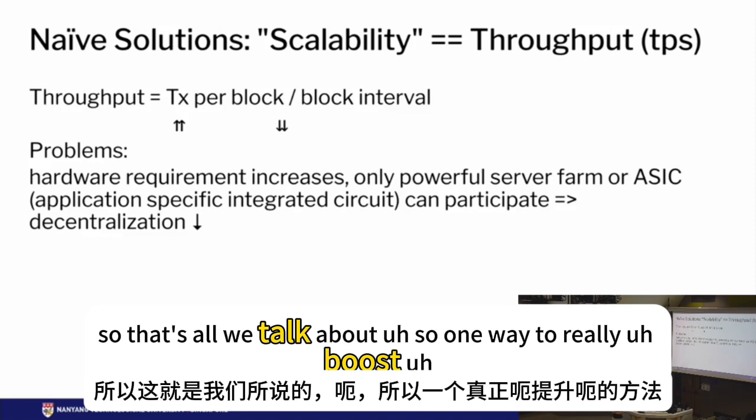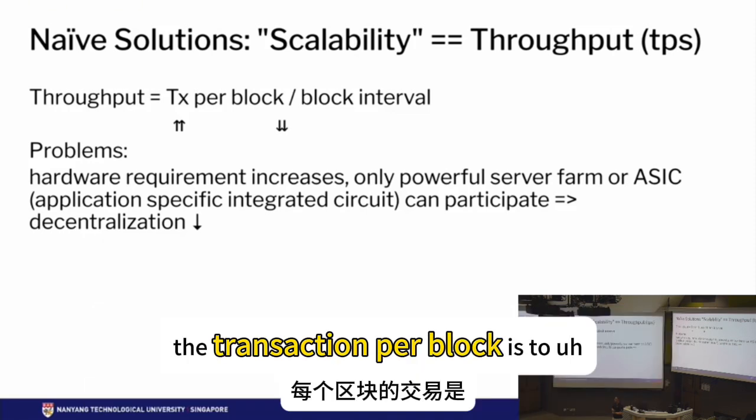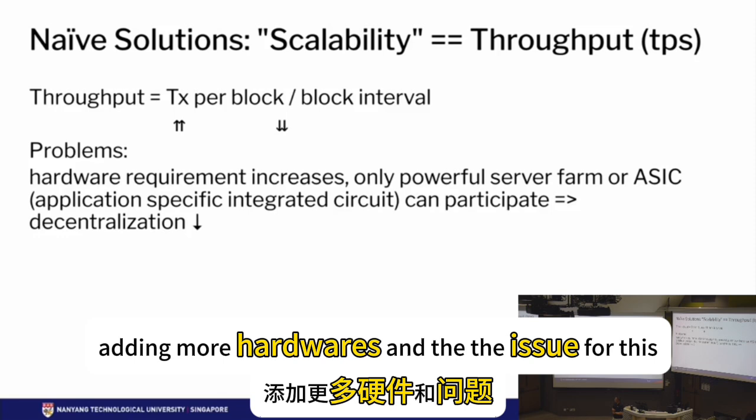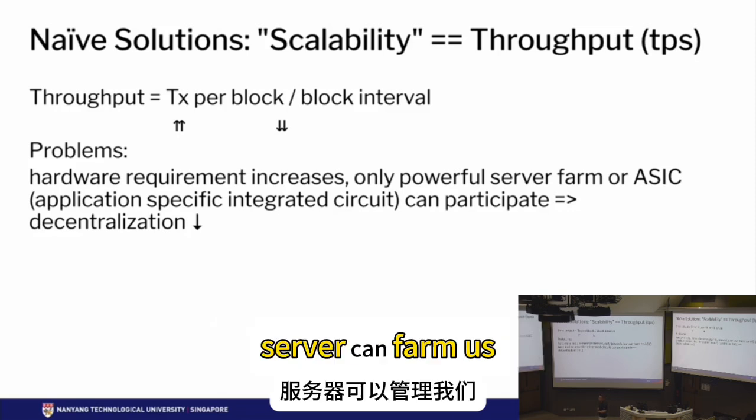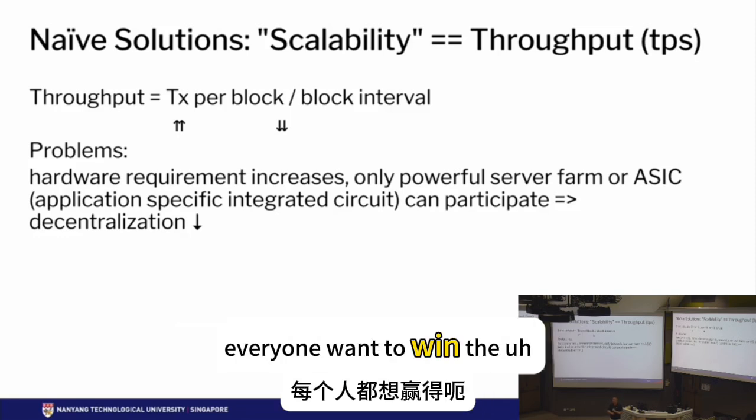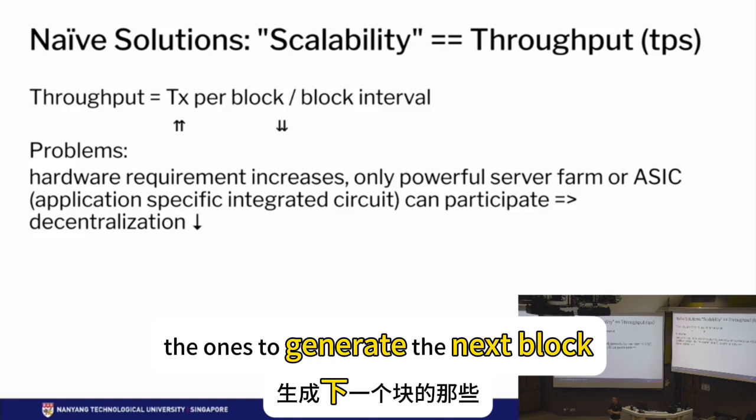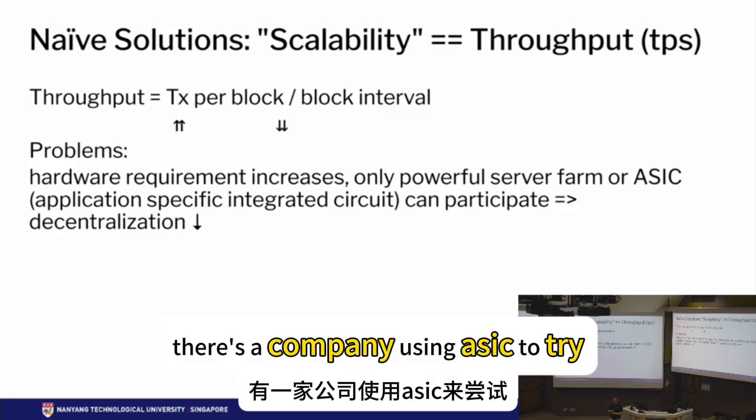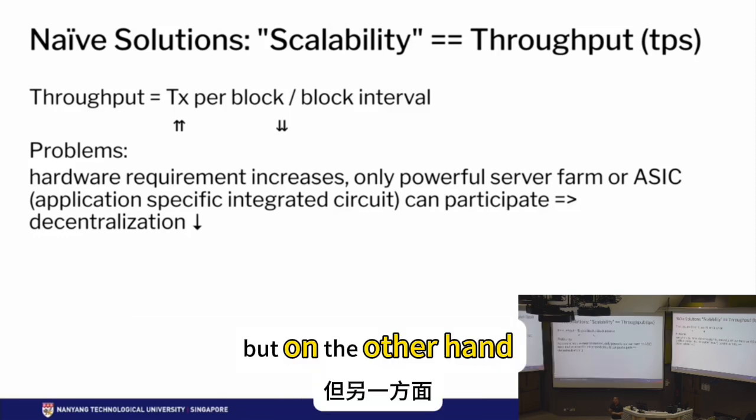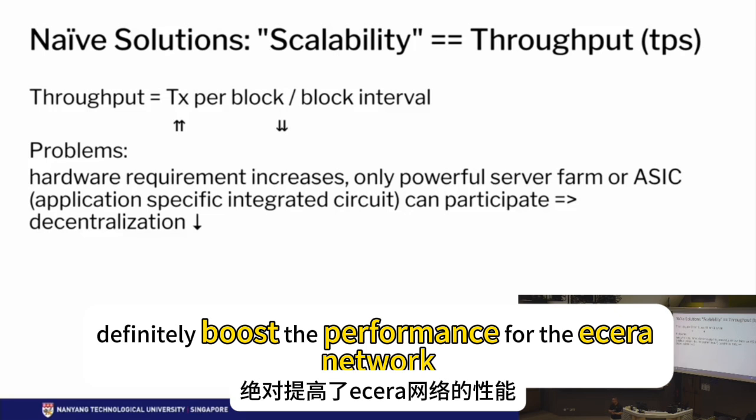One way to boost the transactions per block is to increase hardware performance, adding more hardware, and the issue is that only powerful servers can farm. Take Ethereum for example. Everyone wants to win the chance to generate the next block. There's a company using ASICs to boost mining performance, which on the other hand definitely boosts the performance of the Ethereum network.